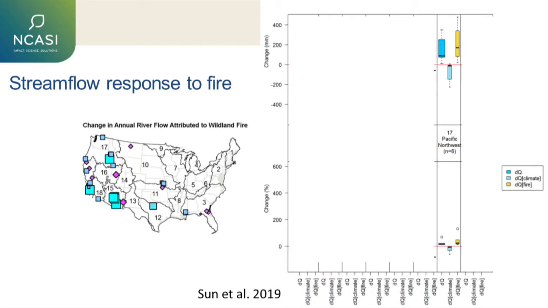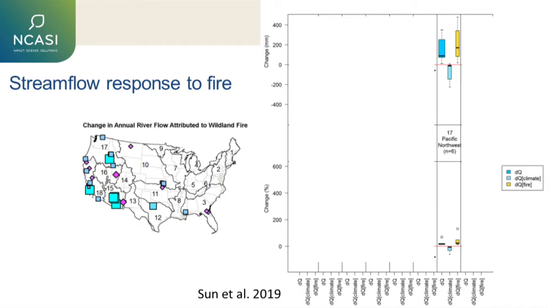So that's snowmelt response to fire, but stream flow response to fire is also important to understand. This is a very recent report drafted by Sun et al. in 2019. And if we focus specifically on the Pacific Northwest region, that's region 17. Here in this figure, the yellow bar on the right is showing you the expected change in discharge attributed to fire. And so the top panel is change in terms of quantity of millimeters, and then the bottom panel is change in terms of percentage.